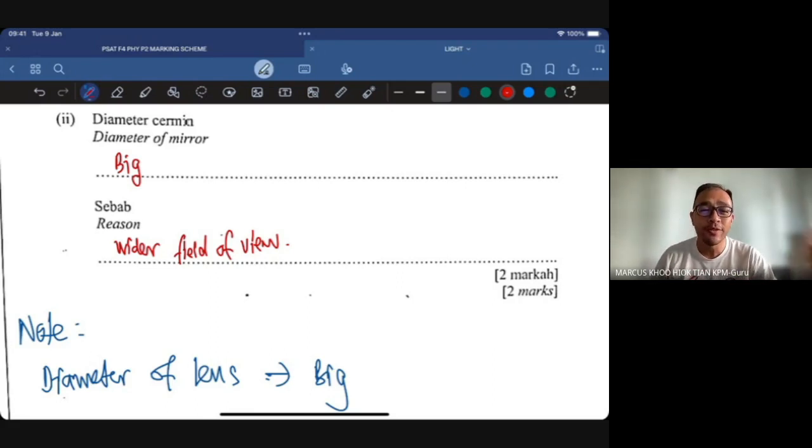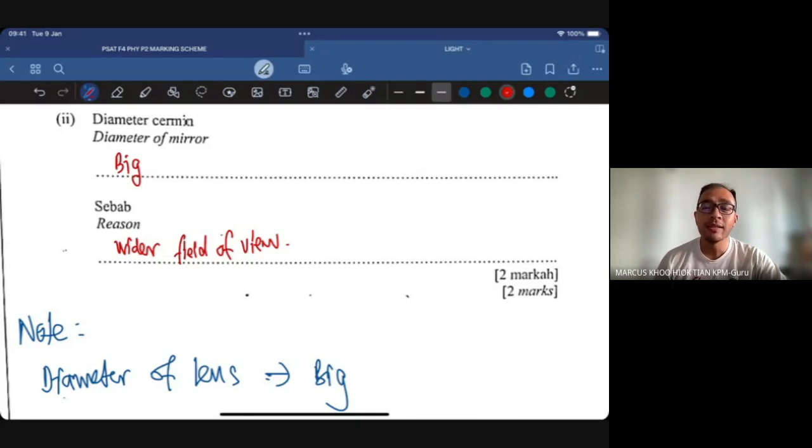But wide field of view is this one. Can give the same reason for both questions? Yes, because it is relevant. Definitely can. Don't worry about giving the same reason. But don't give it if it is irrelevant.